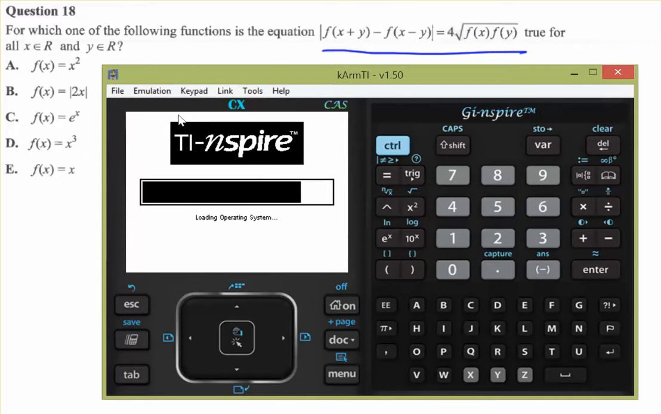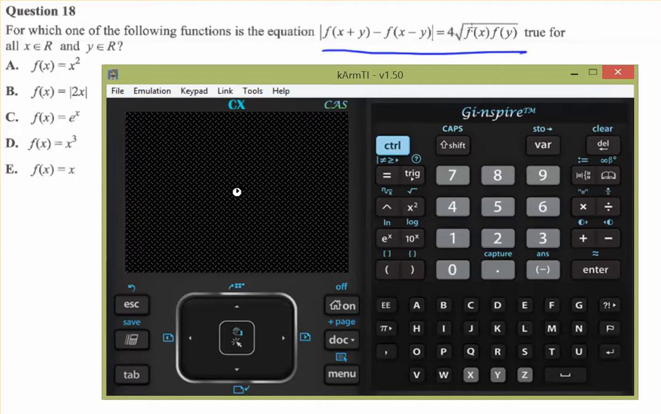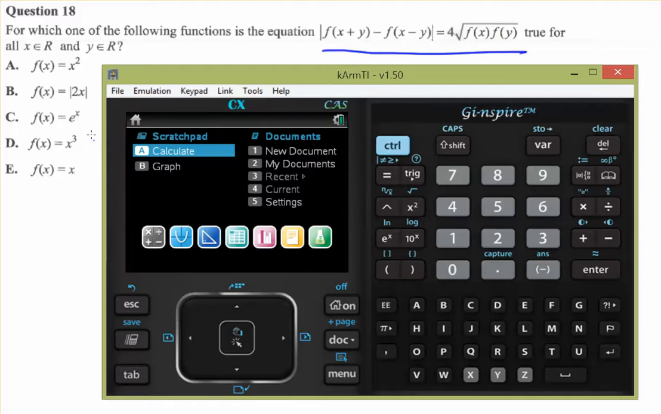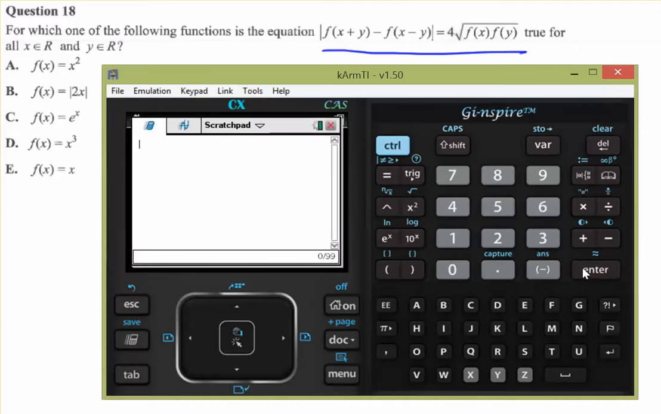You could sub ones in. I mean, you can rule out things like x cubed because you've got a square root and it should feel kind of funny, and e to the x. You could look at these and kind of intuit which ones to try first, but let's assume we don't know. There's a way we can do it on our CAS.